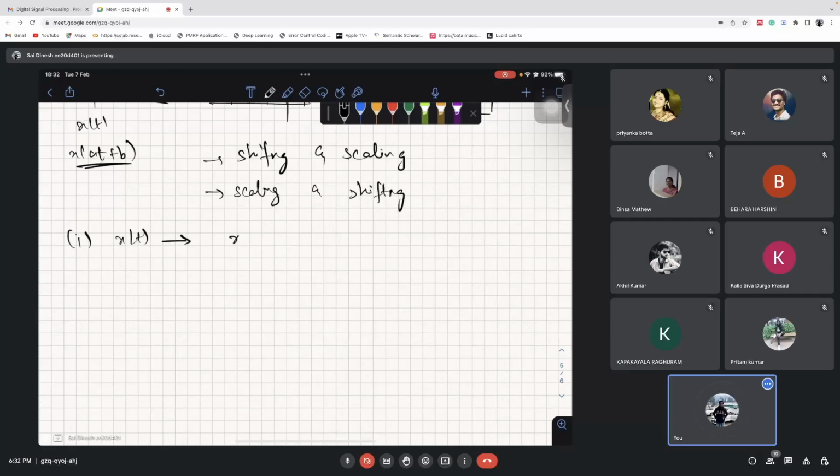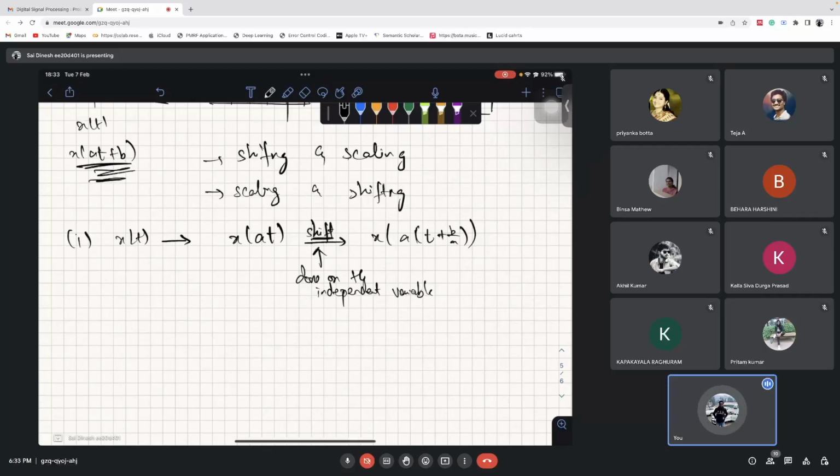How do you do that? You have x of at, and now if I want to shift it, this shifting is done on the independent variable. So it should be x of a into t minus b by a, in order to get at plus b, because this is done only on the independent variable. So what you get here is x of at plus b.